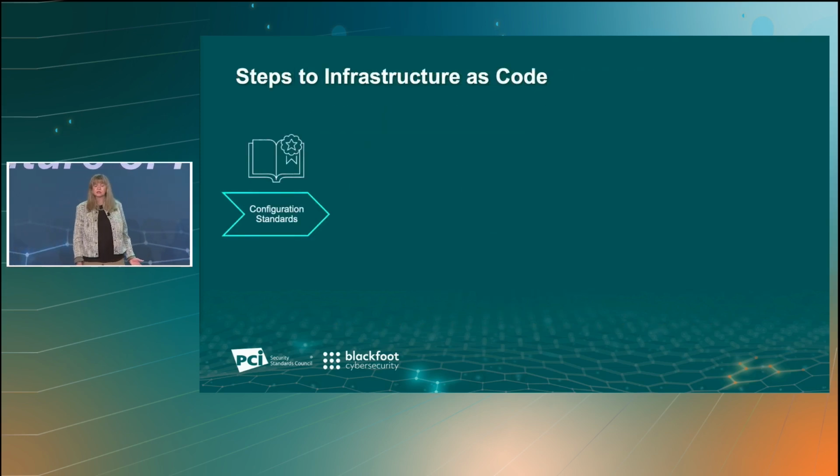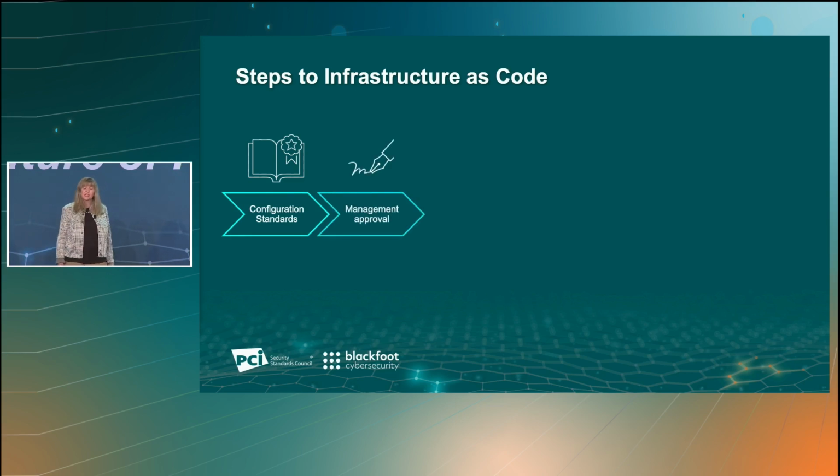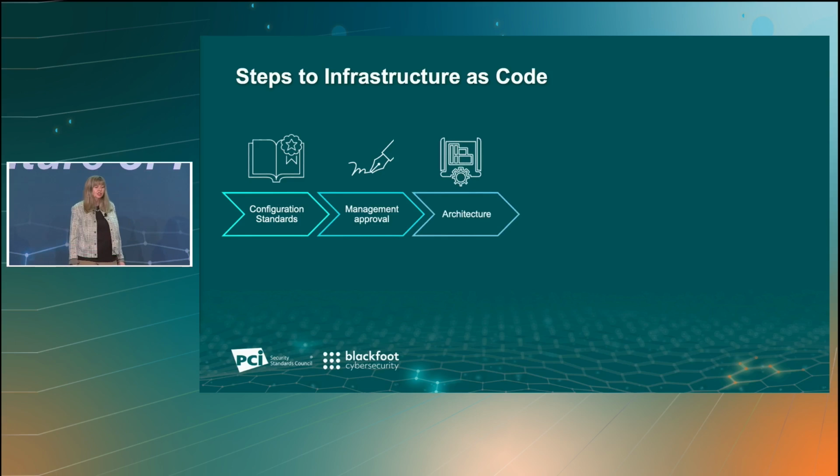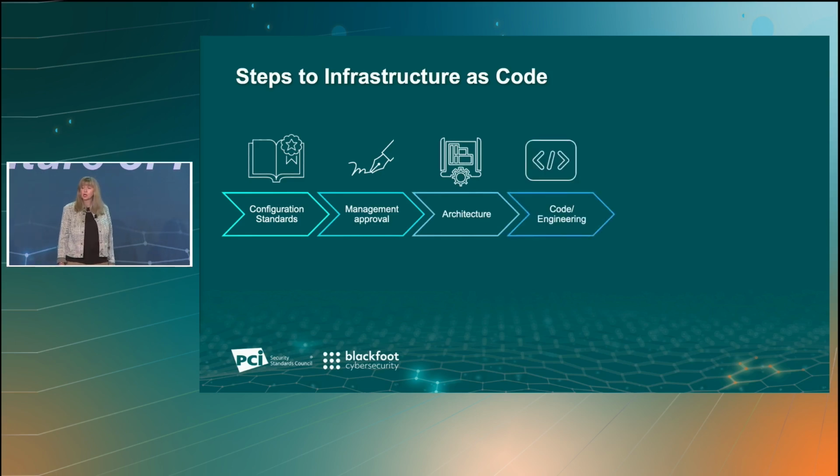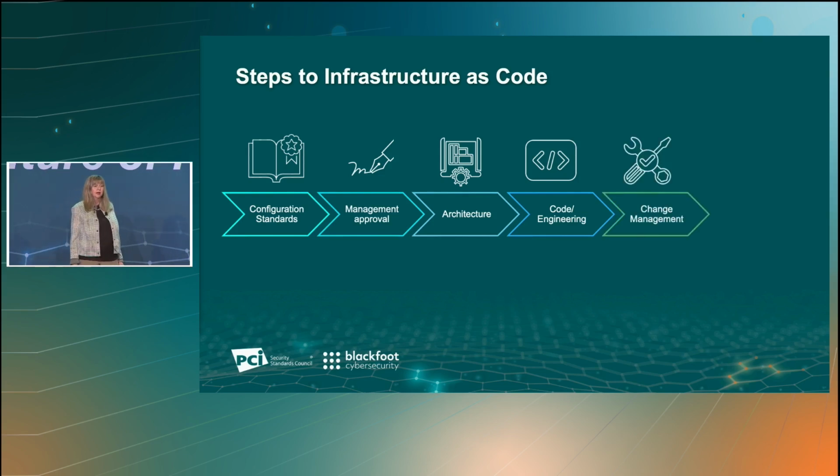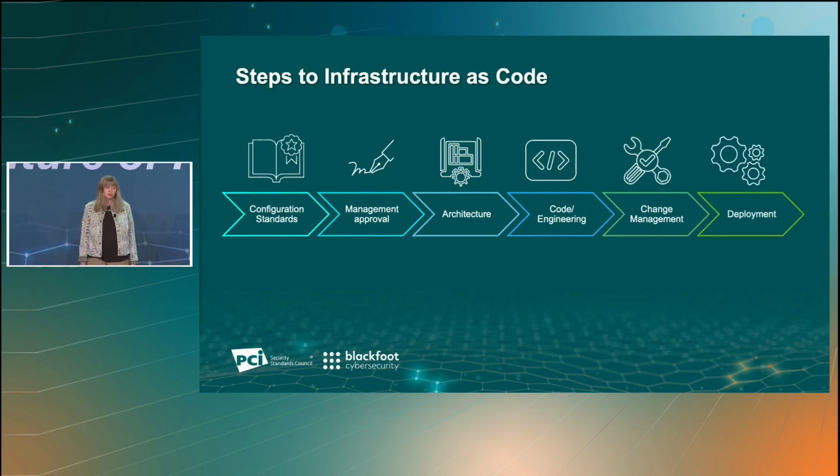So these are the steps to IAC. As you'll see, they're very similar to the steps for a traditional network architecture. First thing you do, you have to set your configuration standards, and then you get management approval. You determine the network configuration and the architecture, and then you develop the code or the actual configuration script. You go through the organization's change management policies, including management approvals and testing, and lastly, you deploy code to that device into production.